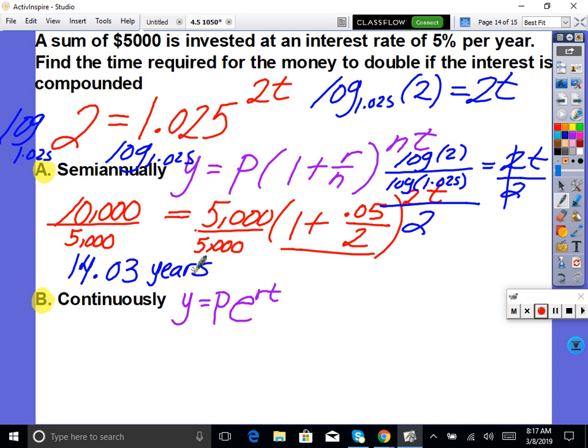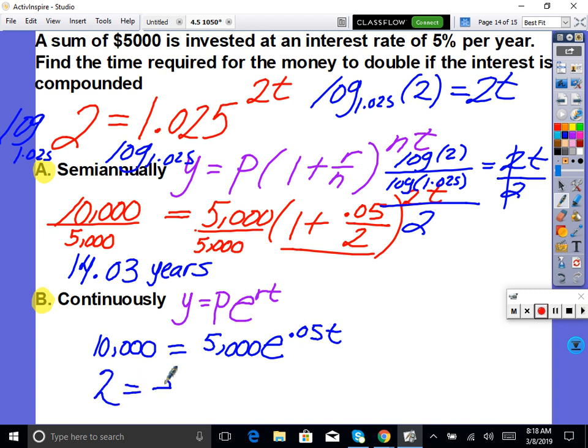But if it's compounded continuously, how much do we put in? 5,000. E is E. Our interest rate is 0.05, isn't it? Then T is T, and then in the end we're looking for 10,000, aren't we? So now solve for T here. You divide both sides by 5,000, won't you get 2? 2 is equal to base E raised to the 0.05t. Get rid of E. ln both sides.